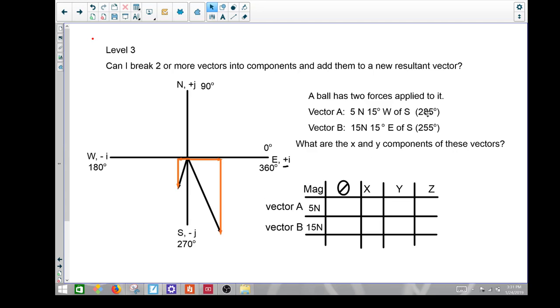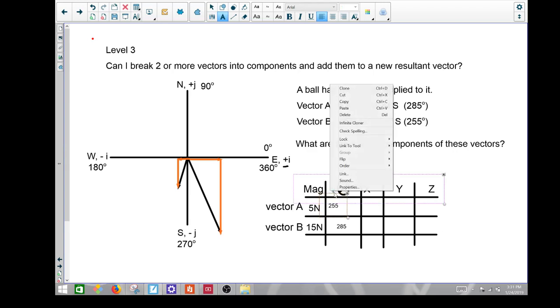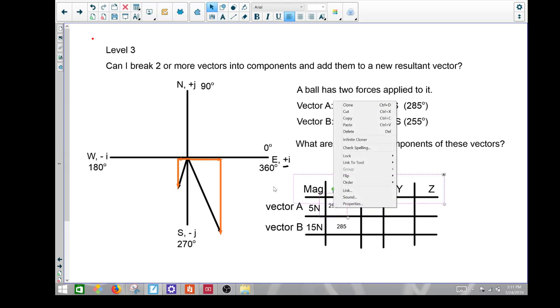I must have them backwards here. All right, so this guy here is the bigger one, and that's east of that. So this guy is going to be 285. All right, and then this one right here is 255. All right, that is their absolute angle.